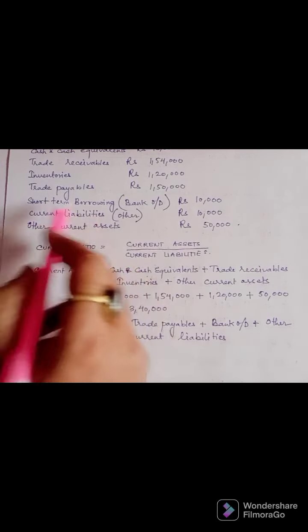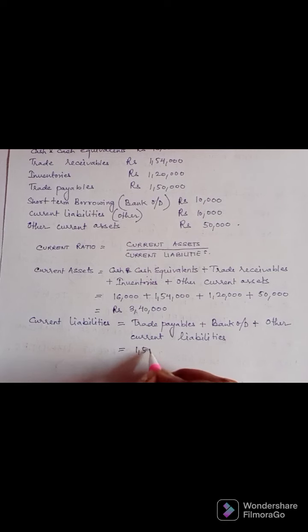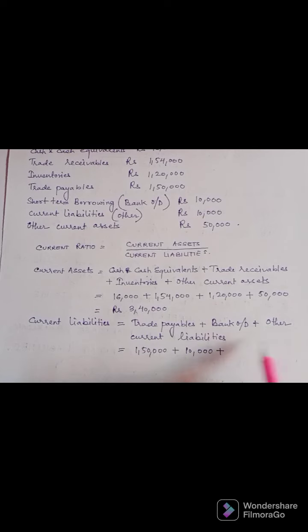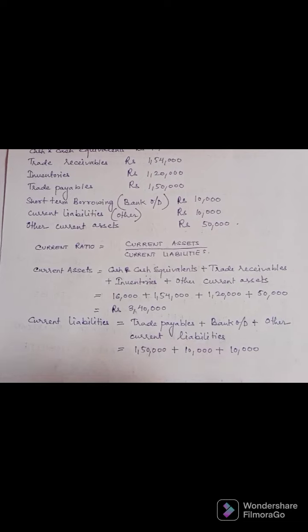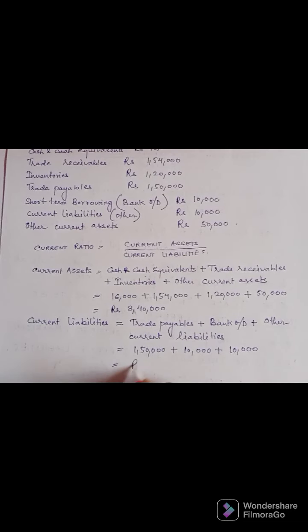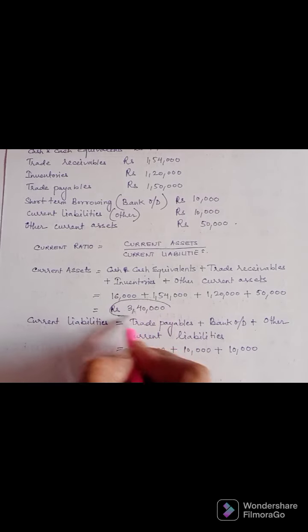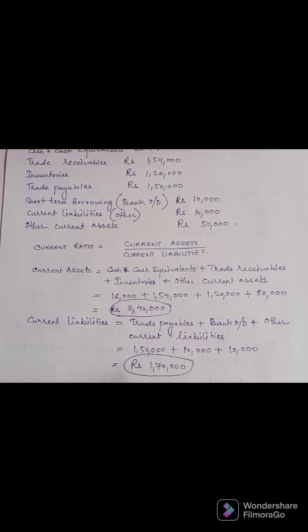Trade payables was how much? Trade payable is 1,50,000. Okay, so first is trade payables. Then we have the bank OD, which is 10,000. And then we have other current liabilities, which is also 10,000. So we are getting it as 1,70,000. Now we have both the current assets and the current liabilities. Now we will use it in the formula.